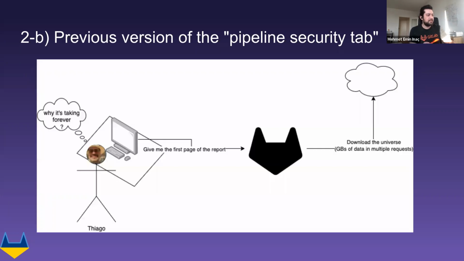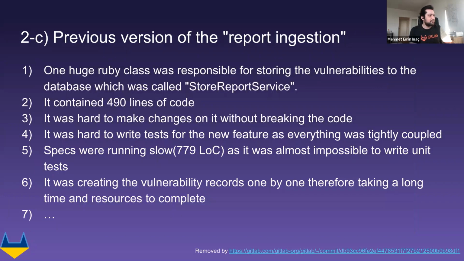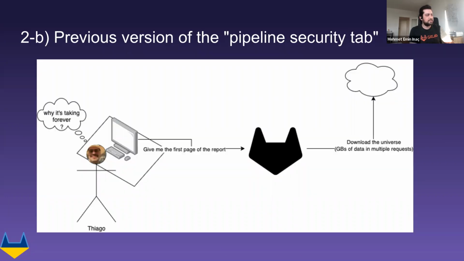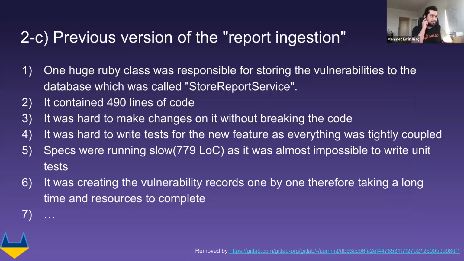So of course, Tiago was sitting in front of his adjustable desk trying to understand why it was loading so slowly. Of course, because the GitLab application was trying to download the universe and then parse the universe, and so on. So this was the previous version of the pipeline security tab.